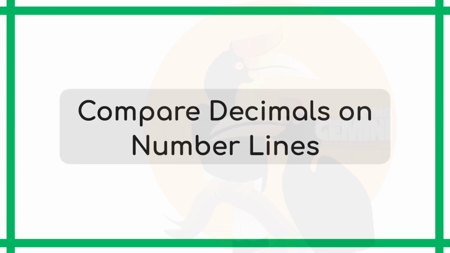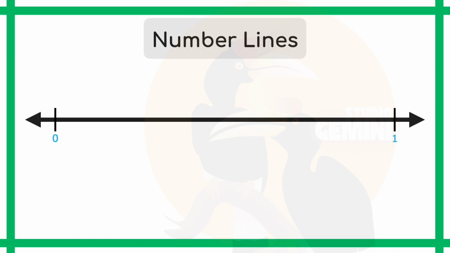In this video, we're going to compare decimals on number lines. Let's get started. A number line is a visual way to show numbers and see how they compare to one another. Take a look at this number line that goes from 0 to 1. In between are all the numbers that are more than 0, but less than one whole. Since these numbers are parts of one whole, they can be written as decimals.